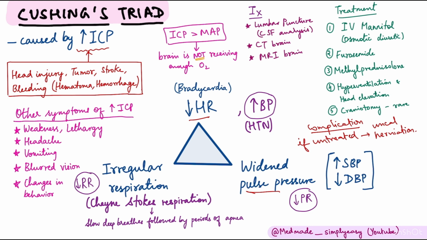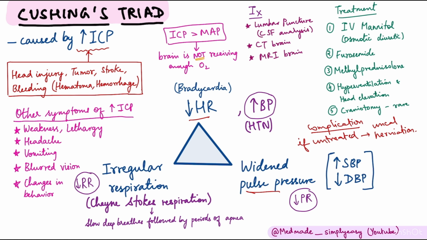Now, head injury, tumor, stroke, bleeding, either due to hematoma or hemorrhage, causes increased intracranial pressure. So all of these reasons are due to volume loss or blood loss. Normally the mean arterial pressure is more than the intracranial pressure, so that the brain receives enough blood and enough oxygen. But in this condition, due to the increased intracranial pressure, Cushing's reflex is activated.